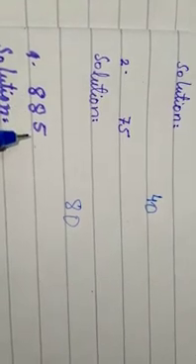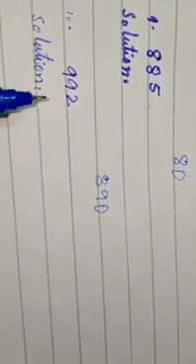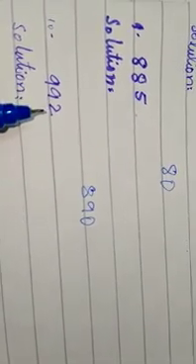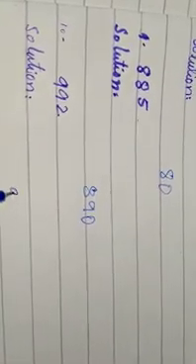Similarly, the next question is 885. You can see 5 is at the units place, so we will round up. We will round up, so it becomes 890. Similarly, in question number 10, the question is 992. As you can see, 2 is at the units place, so we will round it down. So the answer becomes 990. These are MCQ questions.